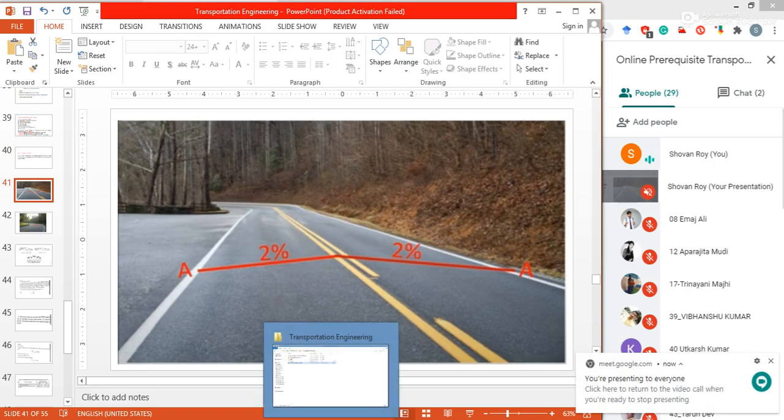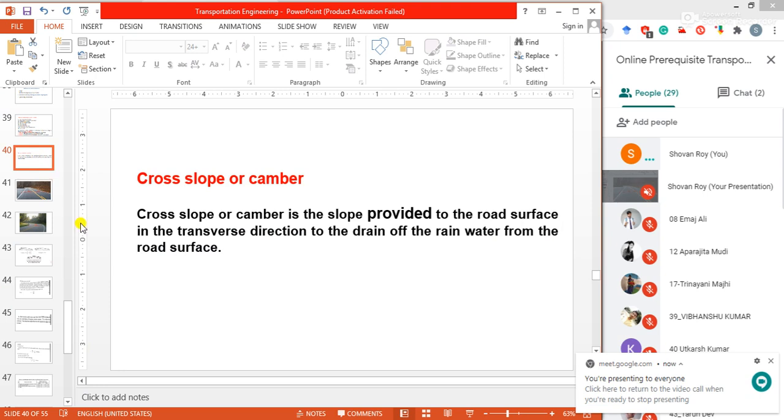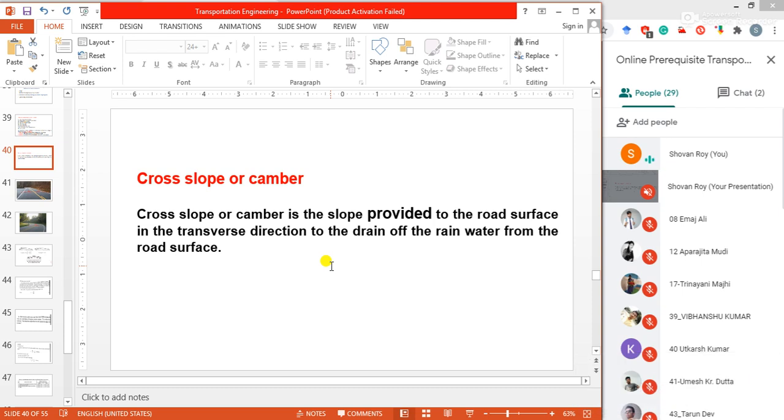Okay, I am repeating again. What is cross slope? Cross slope or camber is the slope provided to the road surface in the transverse direction to drain off the rainwater from the road surface. So normally the purpose of providing camber or cross slope on the road surface is to drain off the rainwater from the road surface.